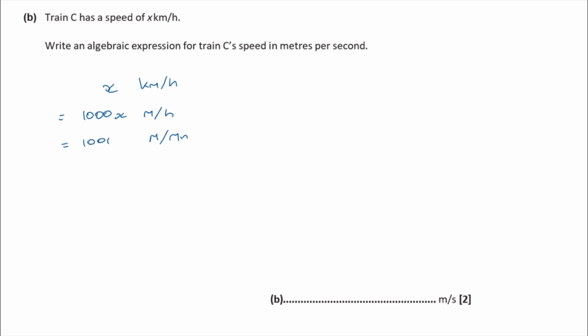And it's obviously going to be doing fewer meters in a minute compared to in an hour. So I'm going to divide by 60. And then to go from meters per minute to meters per second, I'm going to divide by another 60, aren't I? So it's actually going to be 1000x over 60 times 60. Okay, so what's that? That's 1000 over 360. So that's 1000 over 360x.